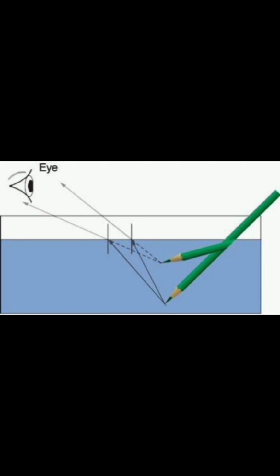Clear? Next is refraction of light. So far we have seen the reflection of light. Now we are moving into refraction of light. What do you mean by refraction? When light passes from one medium to another, say from air to glass, it bends. That bending you call refraction. So when light passes from one medium to another, it bends. This bending is called refraction.